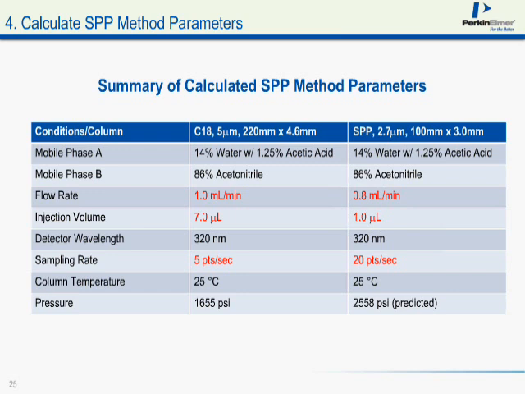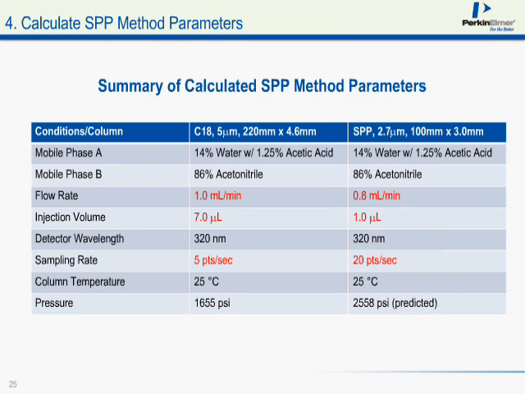And so finally, really the only parameters I had to change in this method, if you look in the center column, those are the parameters for the current column, the 5 micron column. I'm using 14% water, which contains 1.25% acetic acid, and 86% acetonitrile. It's an isocratic run with a flow rate of 1 mL a minute, a 7 microliter injection, and we're sampling at 5 points per second.